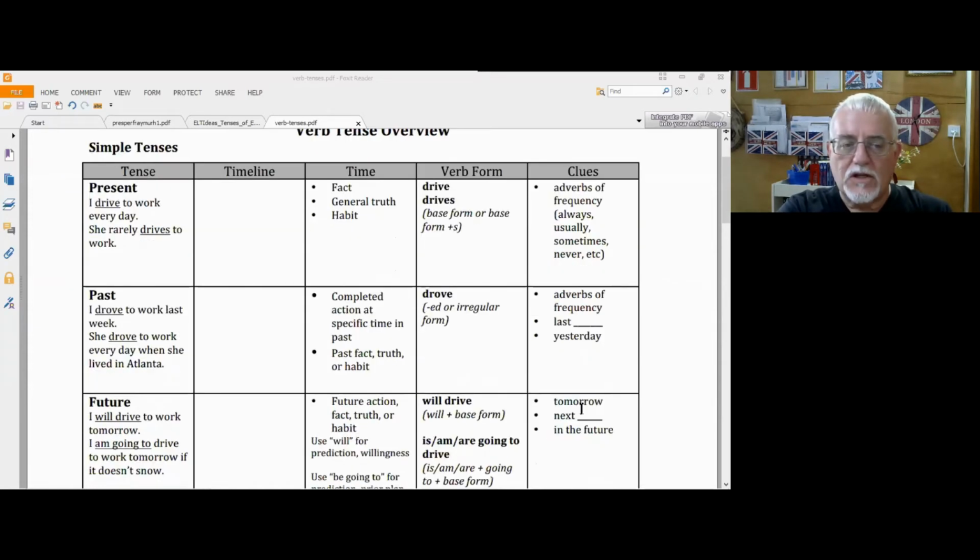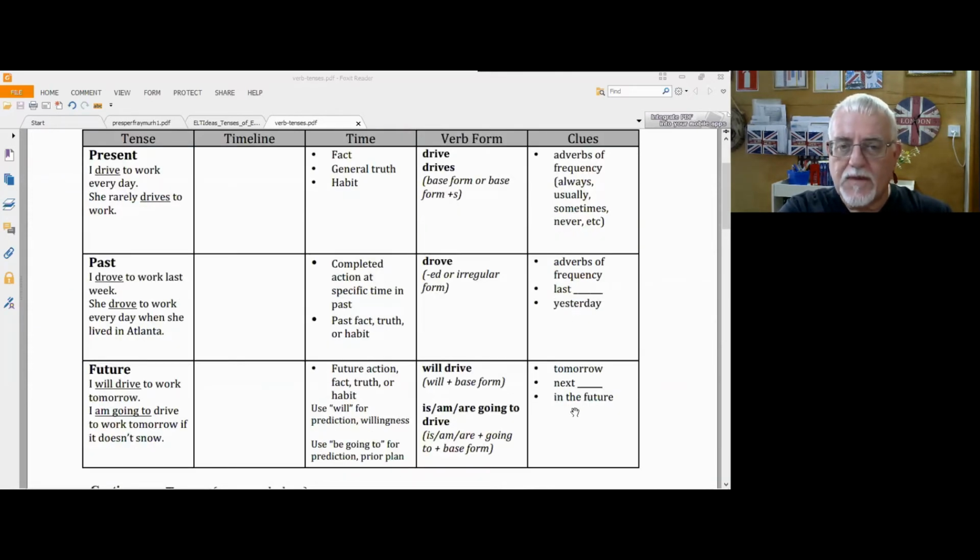Now the future, the simple future tense, these are used for future actions. They can be fact, truth, or habit, once again. And we have two options for using verbs in this tense. One is using the auxiliary verb will, which is for a prediction or a willingness, as you can see here.